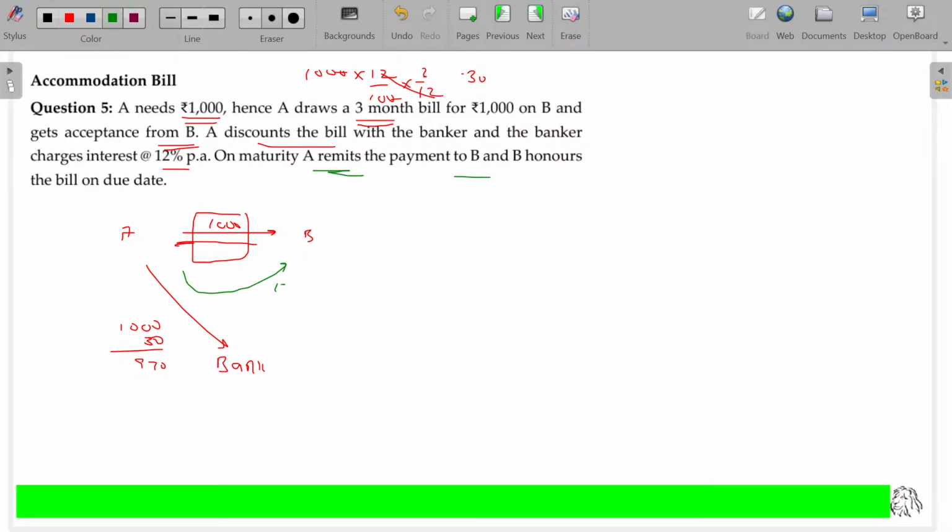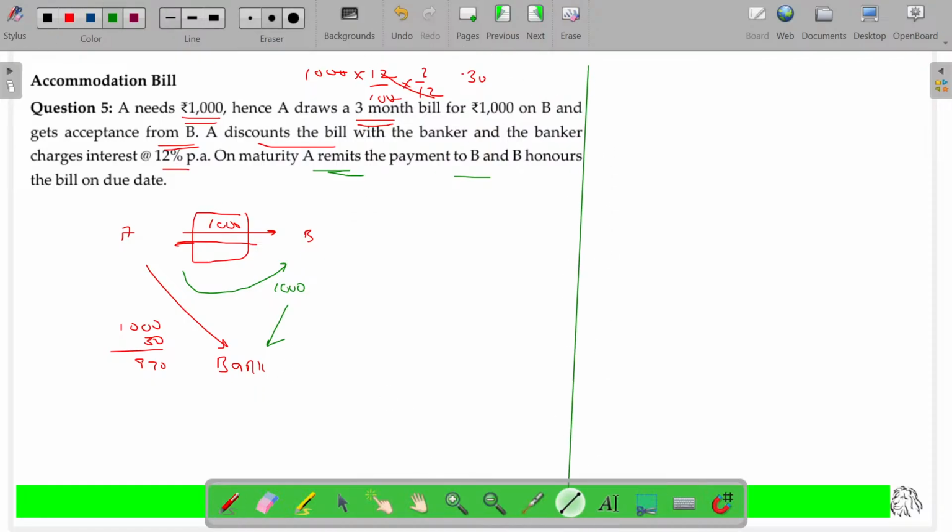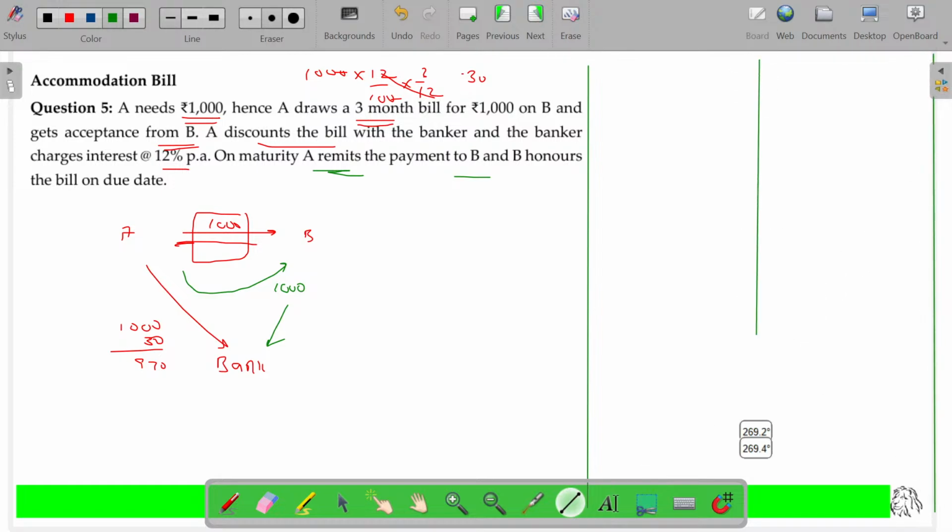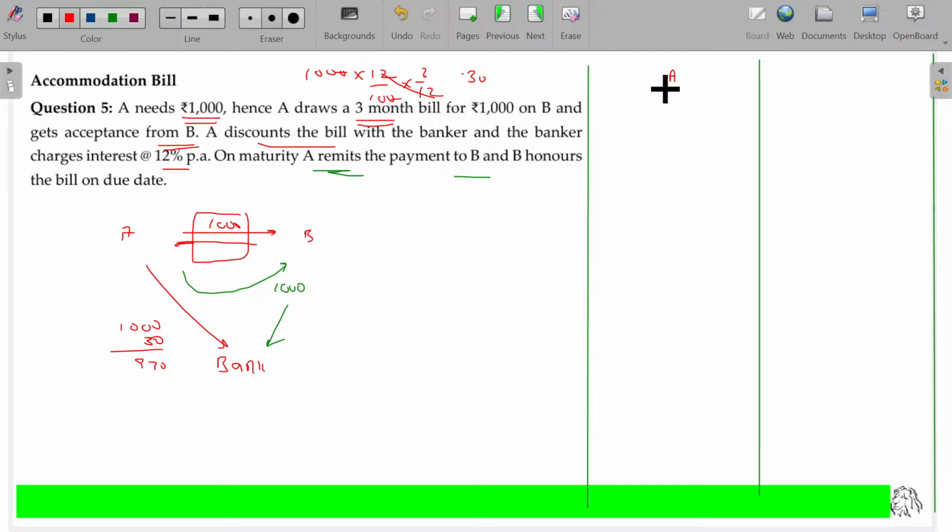On maturity, A remits 1,000 to B and B remits that for the encashing, the settlement of the bill, honoring the bill. That's all. The entry is pretty simple. In the books of A as well as in the books of B, there is no sale or due. Only for the fund requirement, the entry is passed. First, A draws a bill on B. So, Bills Receivable account debit to B, the value being 1,000.